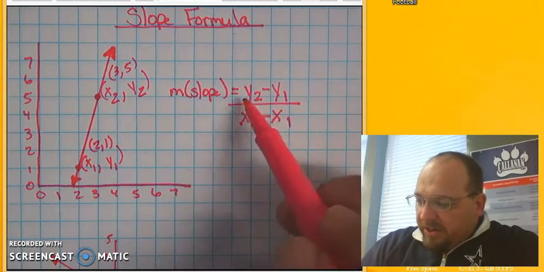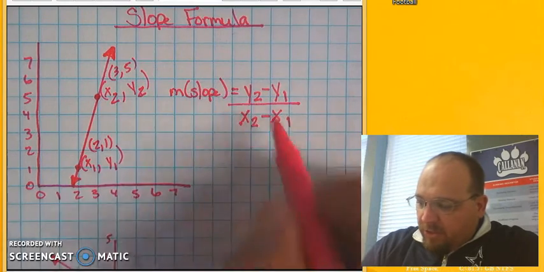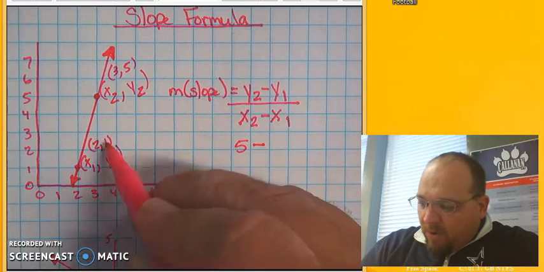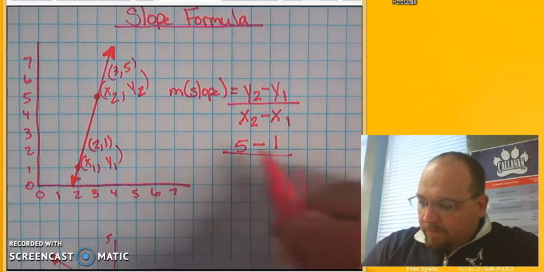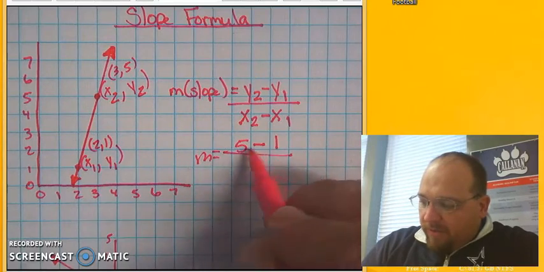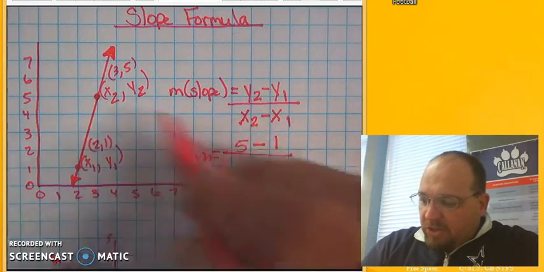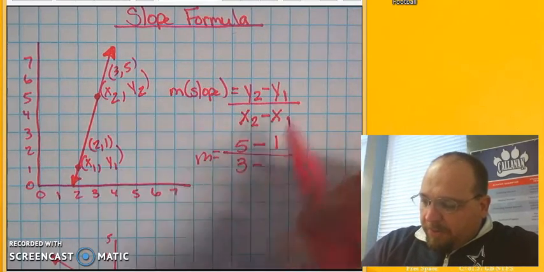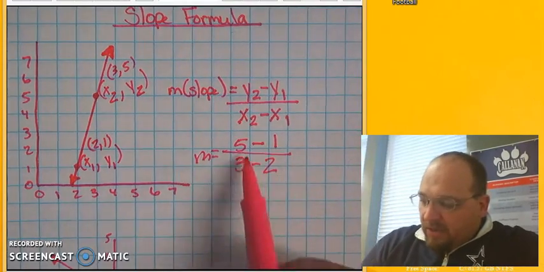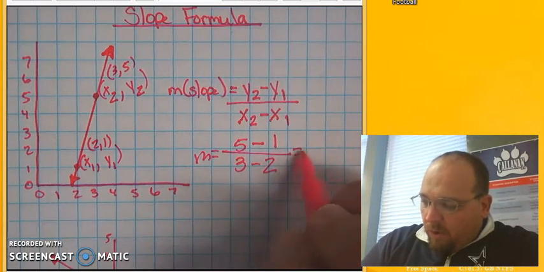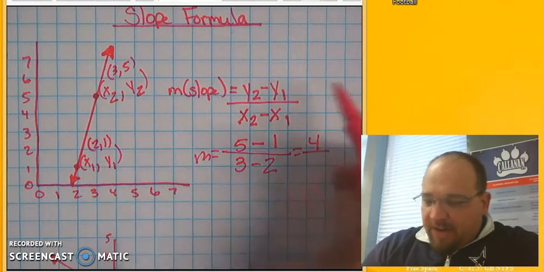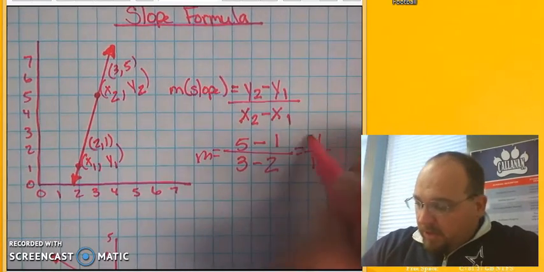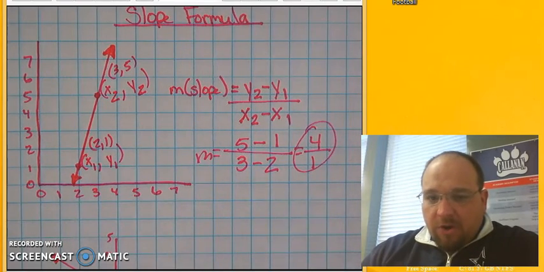Notice here that y2 has a value of 5, minus the value of y1, which is 1. So m is equal to 5 minus 1 over the value of x2, so 3 is in the place of x2, and 2 is in the place of x1. Now I'll find the slope. I take 5 minus 1, which is 4, over 3 minus 2, which is 1. Therefore the slope is 4 over 1, also known as 4.